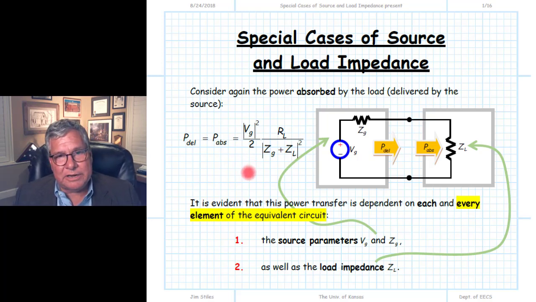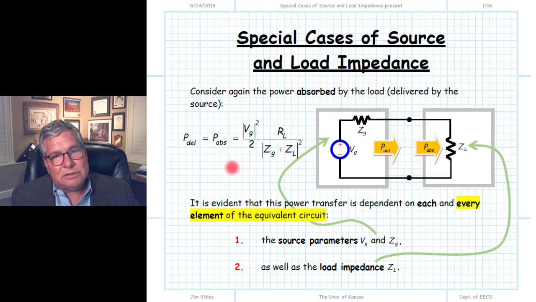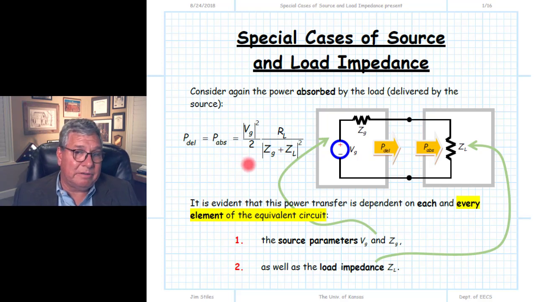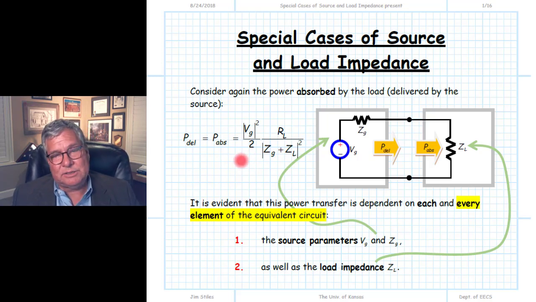There's one third sanity check that's important to look at in these cases. When we look at these results, we find this result, in fact, is dependent on each and every element of the equivalent circuit. When we look in here, basically there are three parameters, VG, ZG, and ZL, and those three parameters show up in our result for power. If we have a situation where we do an analysis of a circuit and the result only depends on some of the parameters or even one or two of the parameters, it's suspicious.